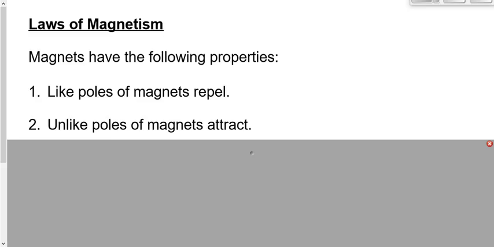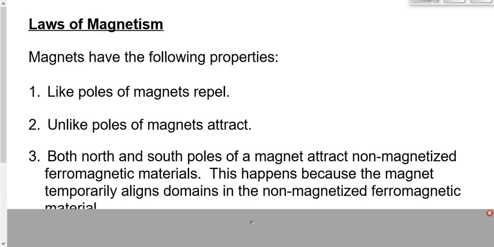Now, that's not what's happening when Dryden puts his fridge magnet up against the leg of his desk, right? It's attracting, but it's not opposite poles attracting. It's a magnet attracting a non-magnetized ferromagnetic material in the leg of the desk. That's the third law. Magnets, we say both north and south poles of the magnet, will attract non-magnetized ferromagnetic materials. Dryden's magnet will attract the leg of the desk.